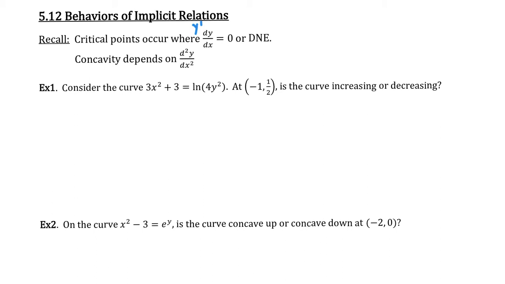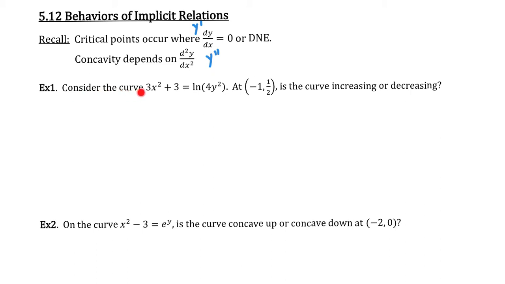Concavity still depends on the second derivative, which is d squared y over dx squared, or sometimes we write y double prime because there's only two variables, so it's accepted. Okay, now let's look at the first example.